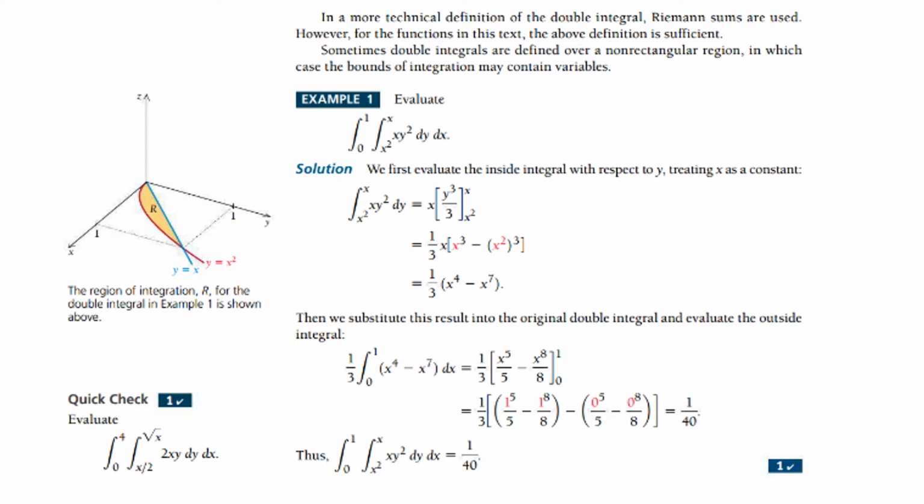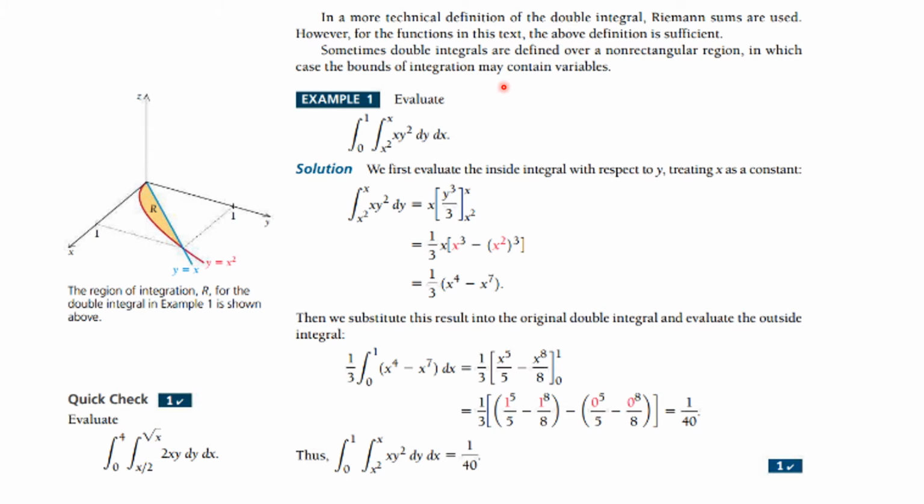Now, in a more technical definition of this, we would actually use Riemann sums. What we would do is slice up this rectangle, or the area down here, into little squares. Then I would have a function up here, and I would be evaluating that. You see that that's going to represent a three-dimensional figure, and that's going to be volume rather than area. But for now, and in this textbook, the above definition is sufficient.